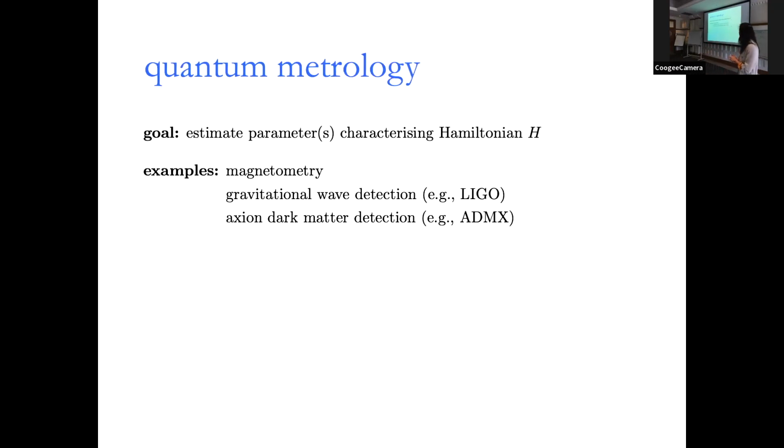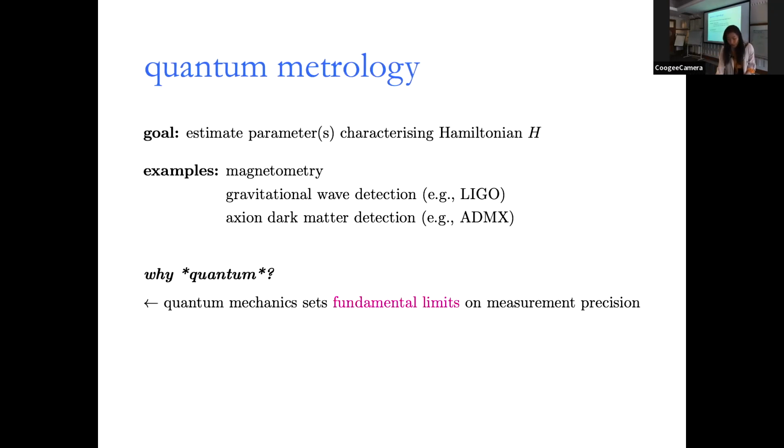Example applications of quantum metrology include magnetometry, gravitational wave detection, such as with LIGO, and axion dark matter detection. Okay, so where does the quantum come into quantum metrology? Because metrology is just the study of measurement. Well, on the one hand, as we're familiar with things like the uncertainty principle, quantum mechanics sets fundamental limits on how precisely we can make measurements. And in this talk, we'll derive some new quantitative limits of this kind in a more general setting.